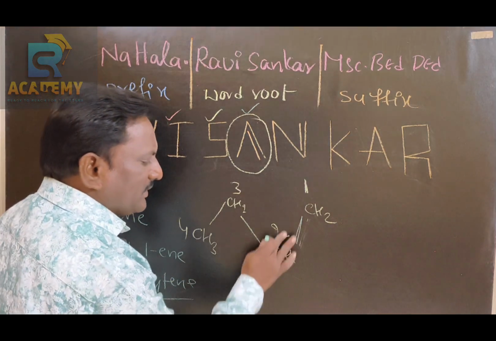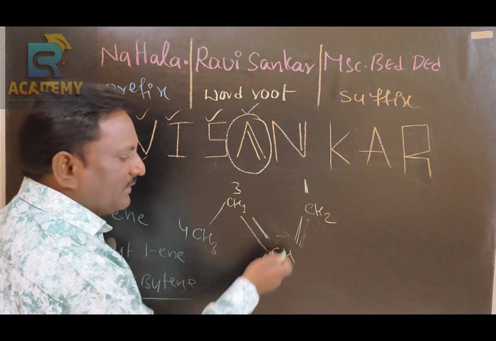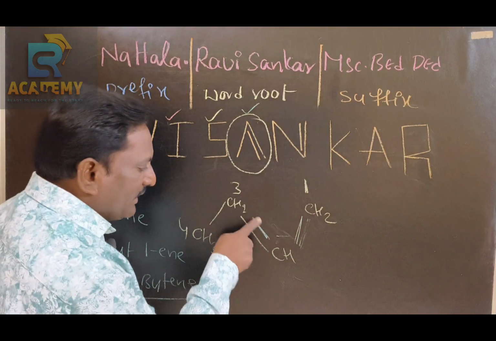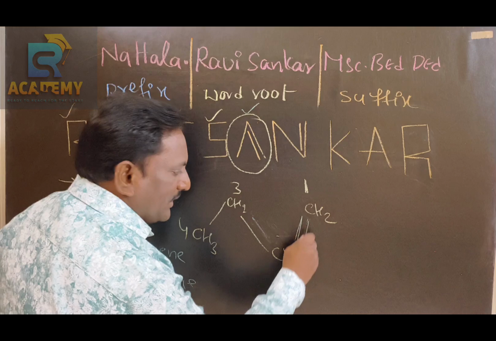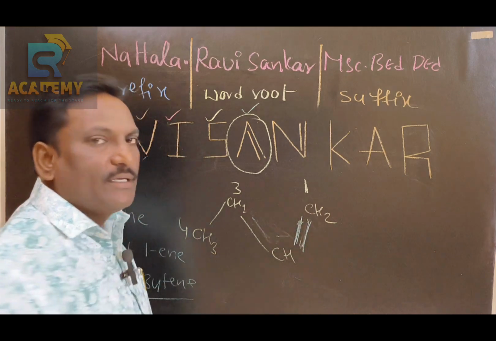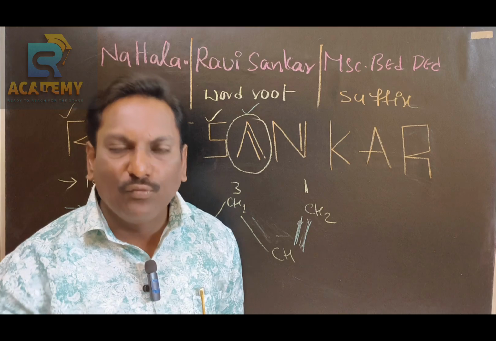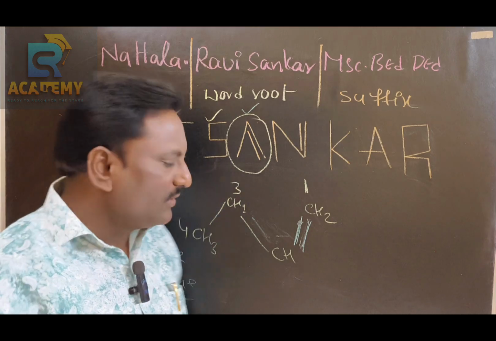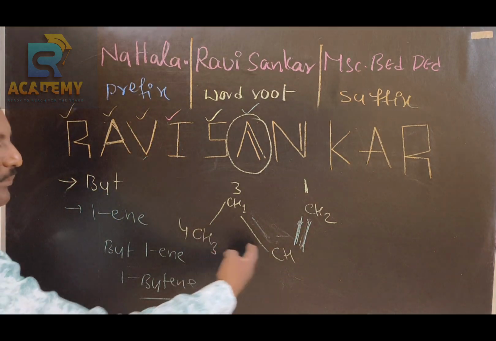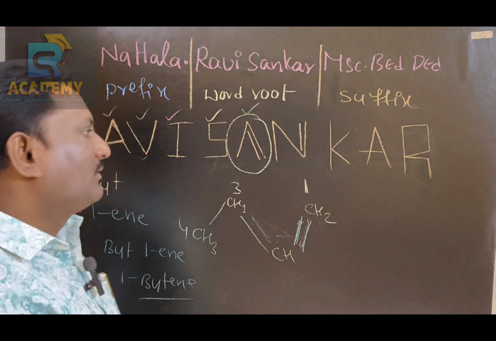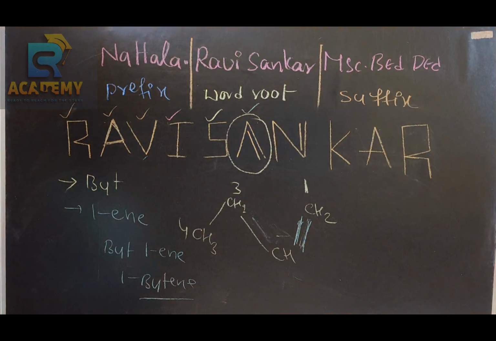But you can place the double bond elsewhere. If you place the double bond here, it will be 2-butene. So in case of butene, it's necessary to mention the position of the double bond: 1-butene or 2-butene. So it's 1-butene. Right, good. Make a note.